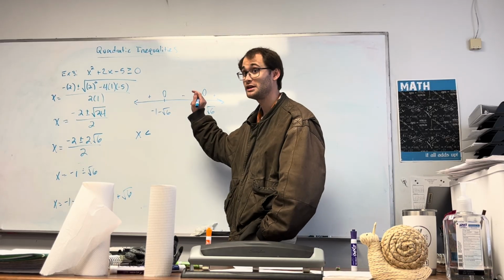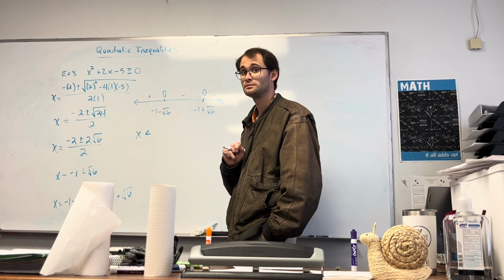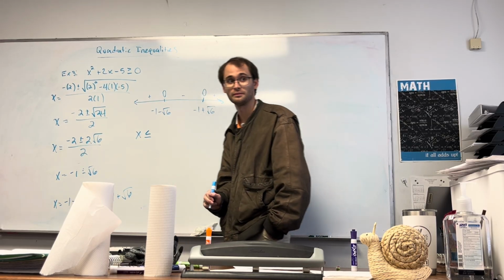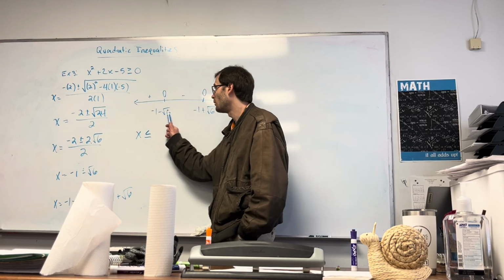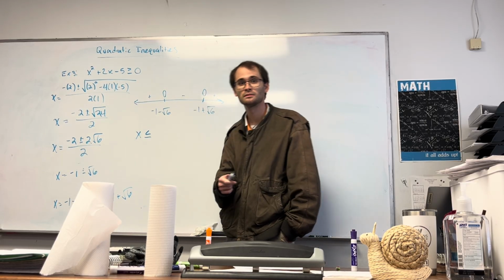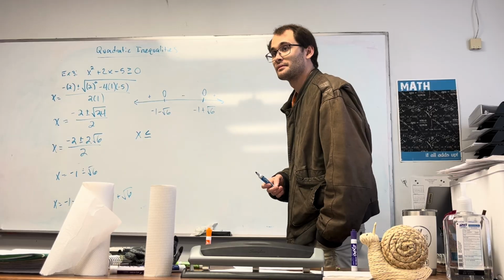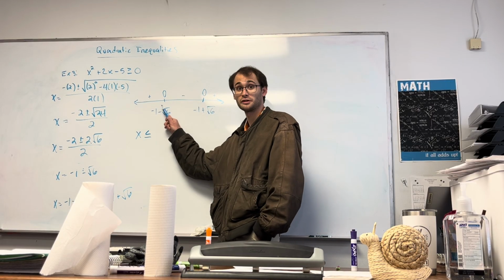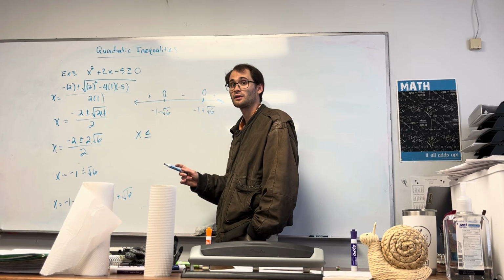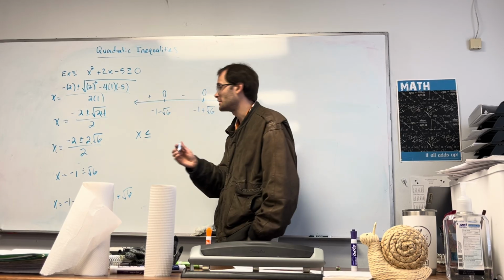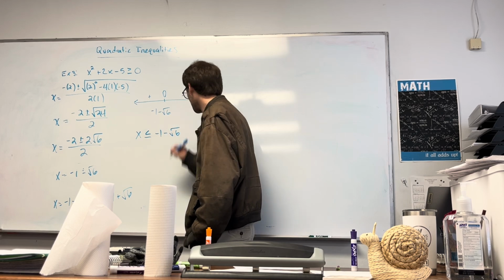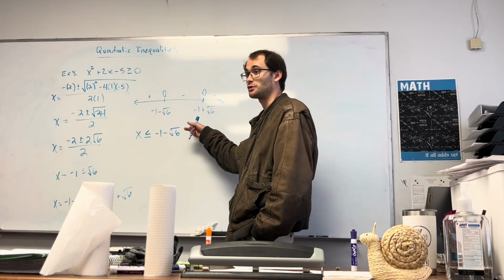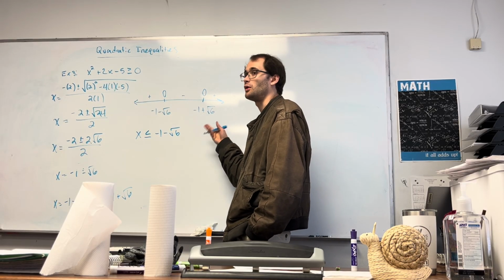Alright? Am I allowed to be equal to 0 in this one? Yeah, I am, because of this right here. So I want less than or equal to. What number is right here? It's a real number. All real numbers. Negative 1 minus root 6. We write it like that because the square root of 6 is infinitely long. We don't want to round.